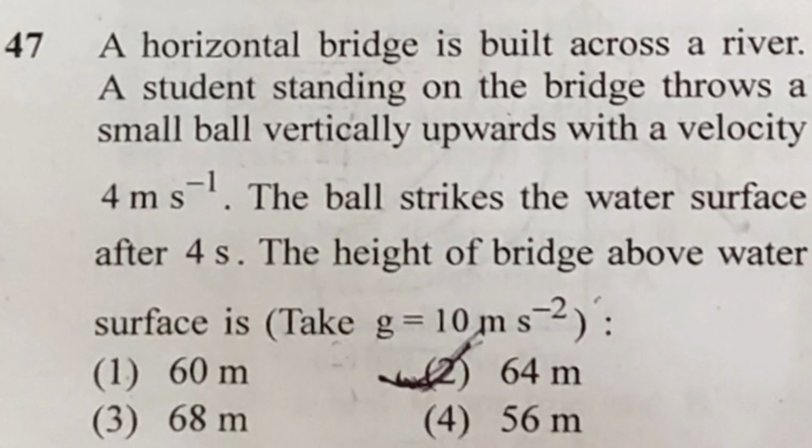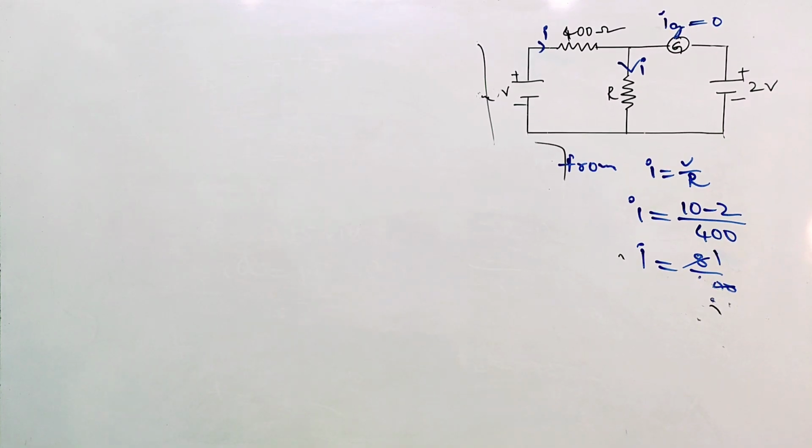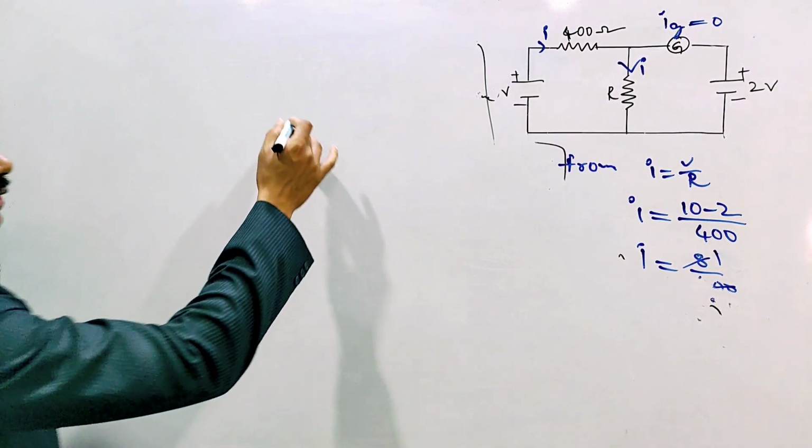Next problem. A horizontal bridge is built across a river. A student standing on the bridge throws a small ball vertically upward with a velocity of 4 meters per second. The ball strikes the water surface after 4 seconds. The height of the bridge above the water surface is, within the bracket, g value is given, that is 10 meters per second squared.